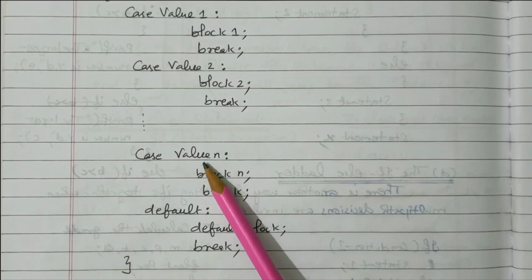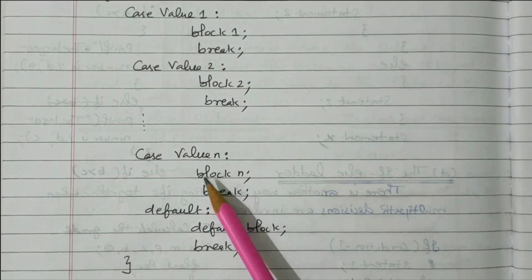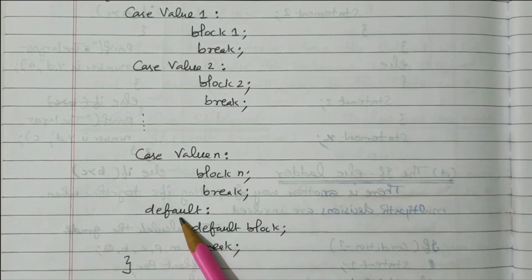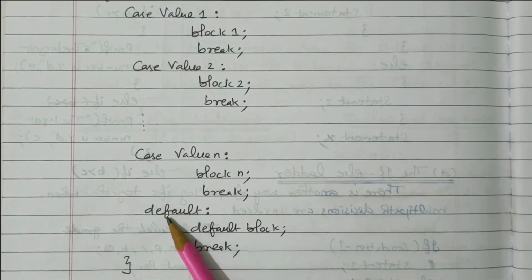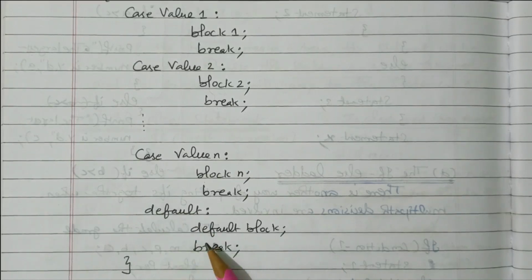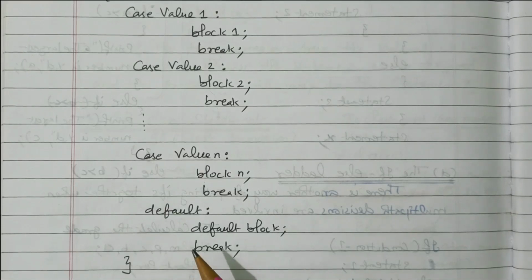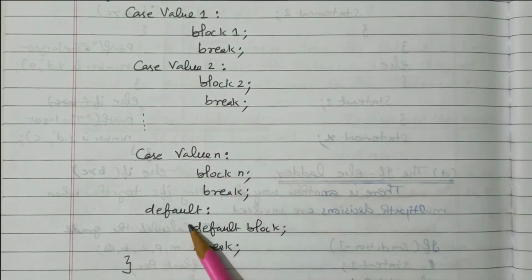Suppose none of these case values are matching, then it will go to the default. The set of statements under default will be executed, and then the process breaks. So everywhere, if a match is found, the set of statements will be executed, then break. Break means it exits the switch and goes to the normal execution of the program.